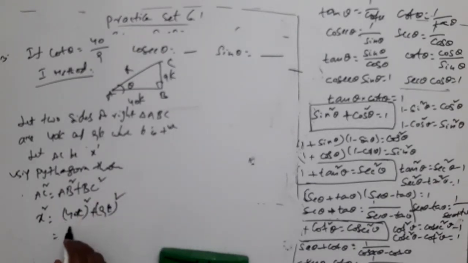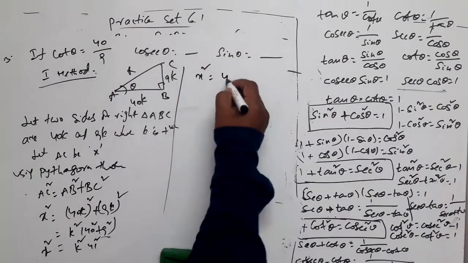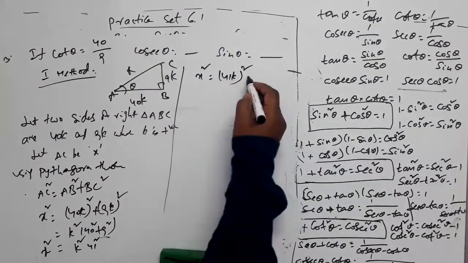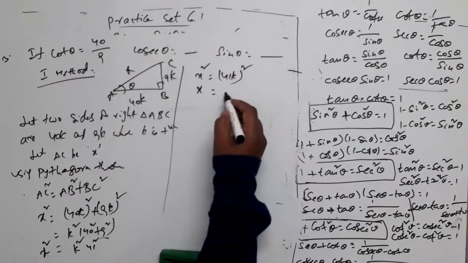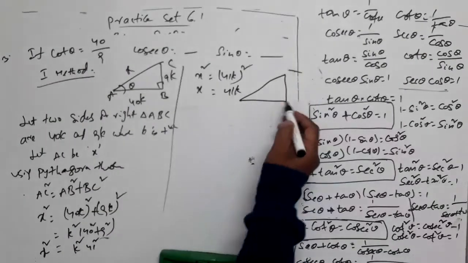Let us simplify further. So this is K square multiplied by 40 square plus 9 square. Simplify, this is 1600, this is 81, 1681. 1681 is 41 square. So this is K square into 41 square. So from this, X square is 41K whole square. So what can I write about X? X is 41K.